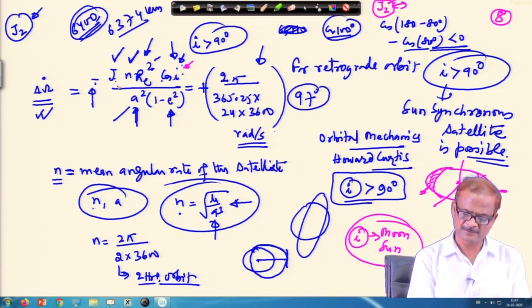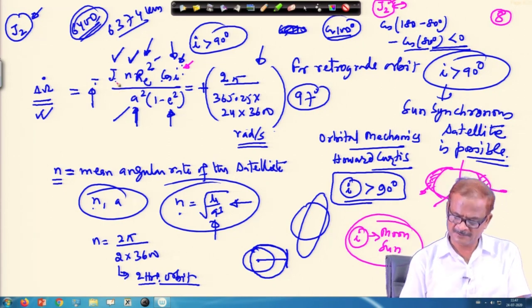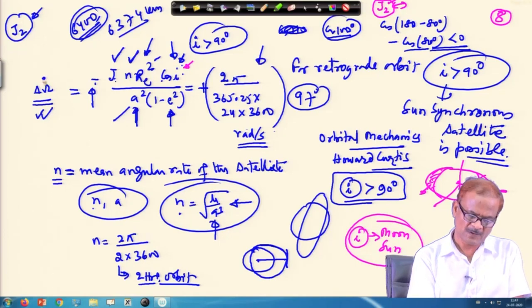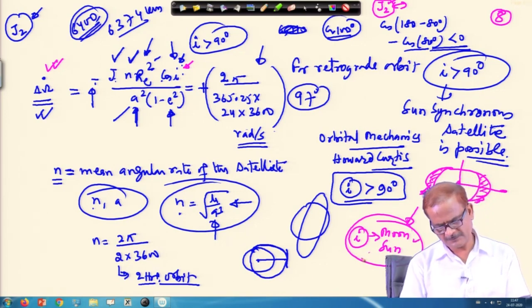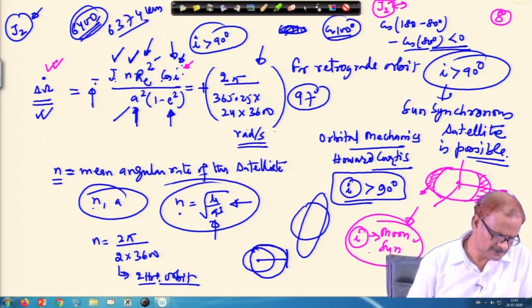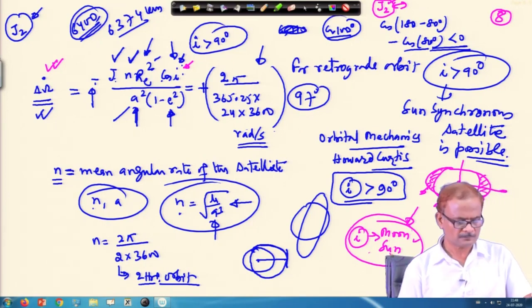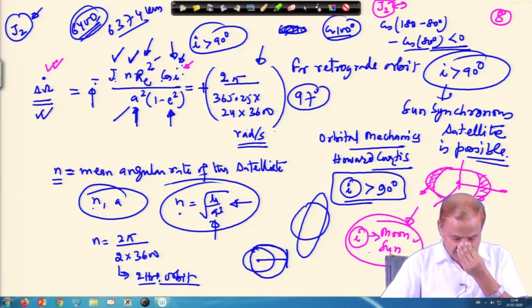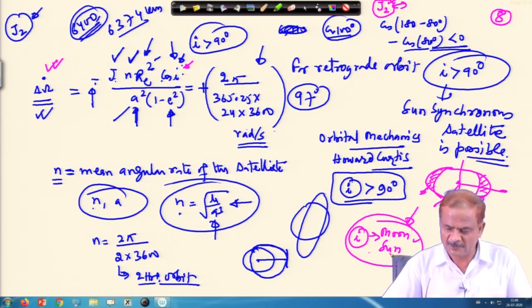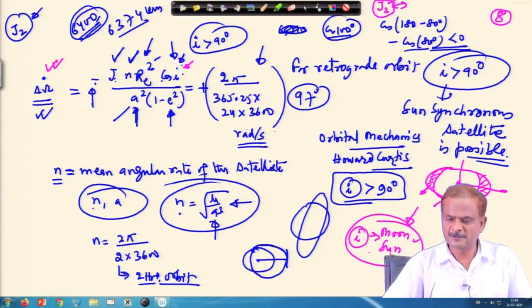So J2 is the most powerful term there, which affects the satellite motion, which will affect this capital omega dot. But I gets primarily affected by the third body, which is the moon and the sun. Okay, and for that some small maintenance has to be done from time to time. Okay. So we lack time to discuss all these issues here in this course. But the basics I have covered so that you can read any book and learn on your own whatever you want.